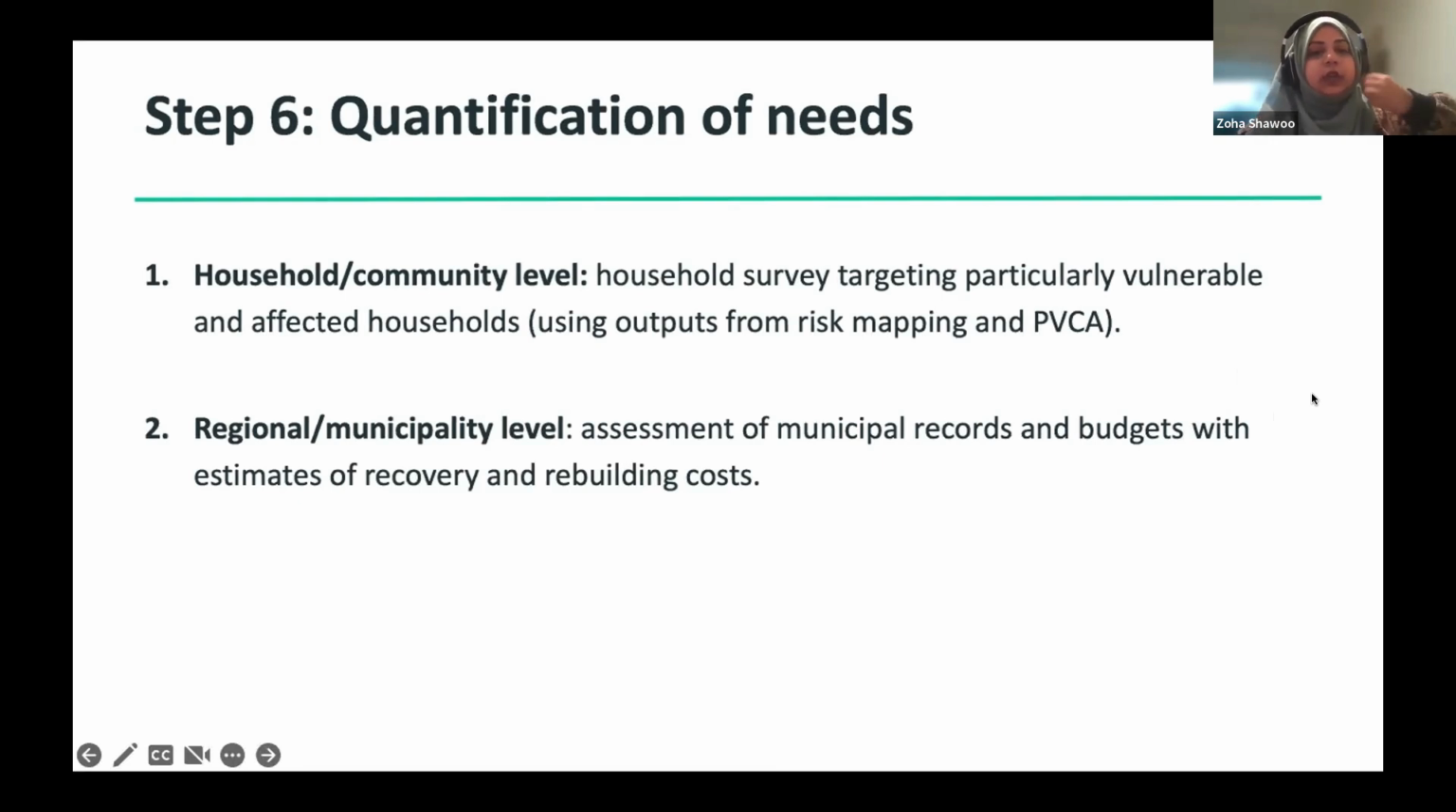Then at the regional or municipality level, we'd also do a desk-based assessment of existing records and budgets to look at what the recovery and rebuilding costs were, how much of them were able to be covered through existing support, and what was not covered and is still requiring support.